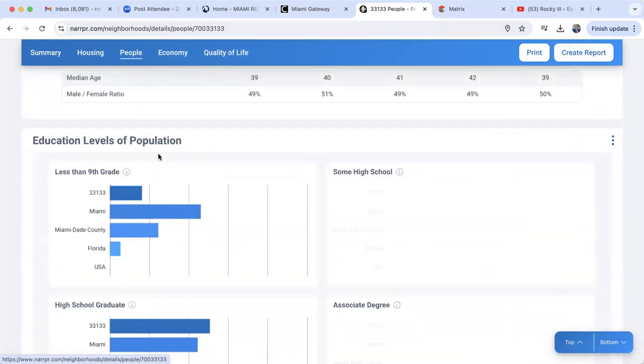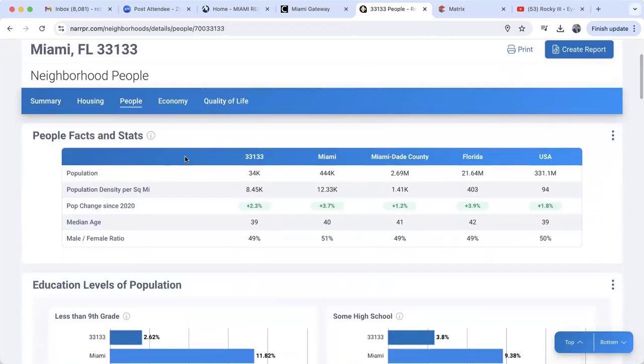Now, you want to see people? You click on people. So people, it's going to tell you the population. In zip code 33133, we're looking at 34,000 people living in the zip code. That is 8,450 people per square mile. That is your density. The population has increased by 2.3% since 2020. And the median age in zip code 33133 is 39 years old.